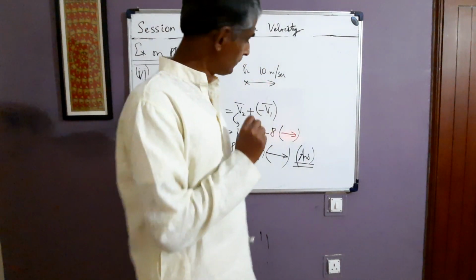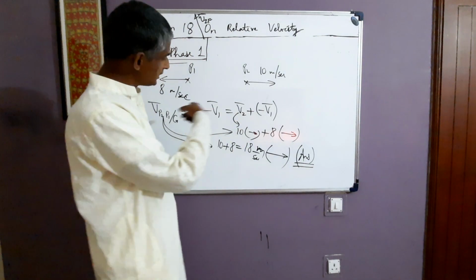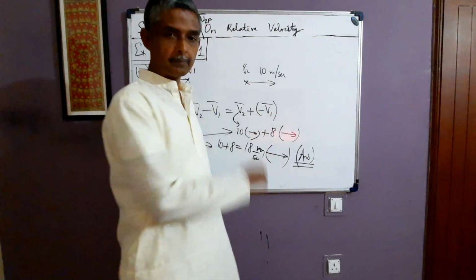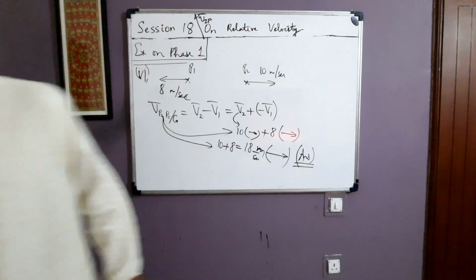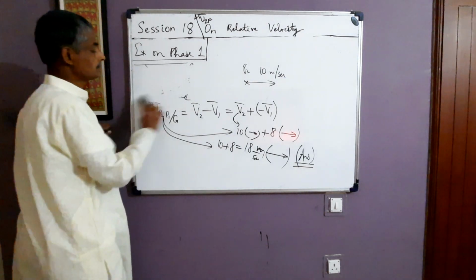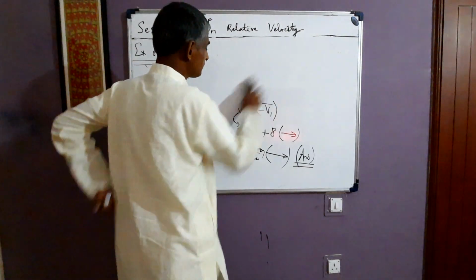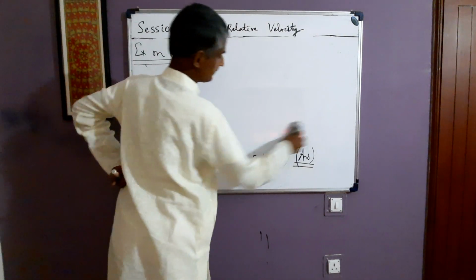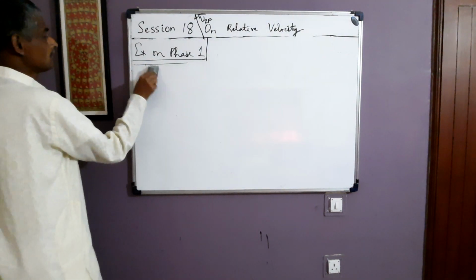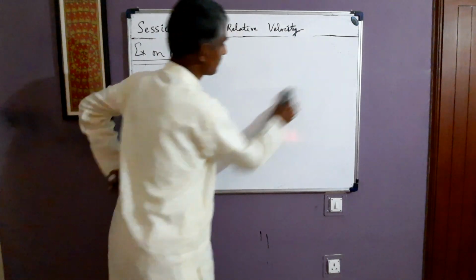So this is the way of handling relative velocity problems for the case in phase 1, where velocities are either parallel or anti-parallel. This is the best way. Now I take one more example on phase 1.